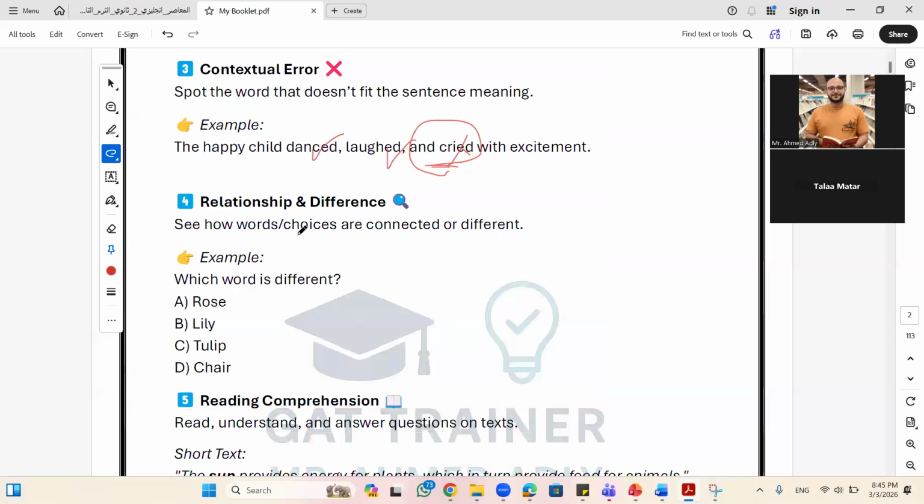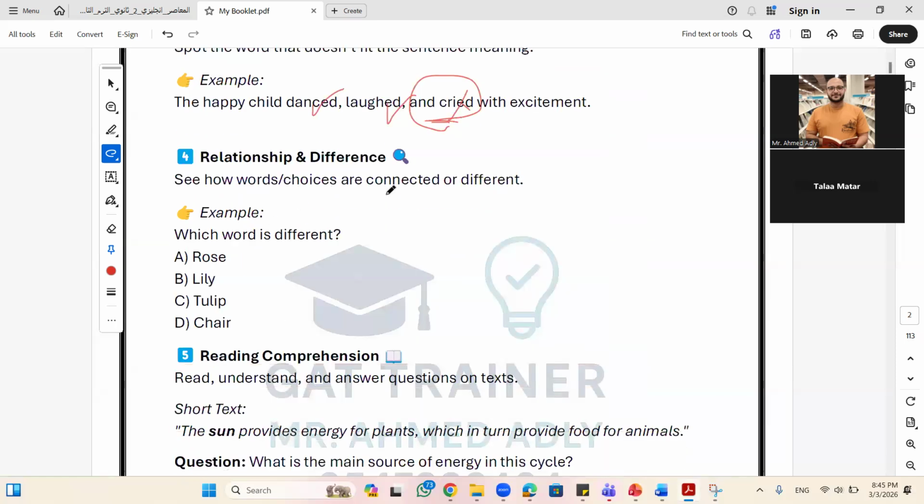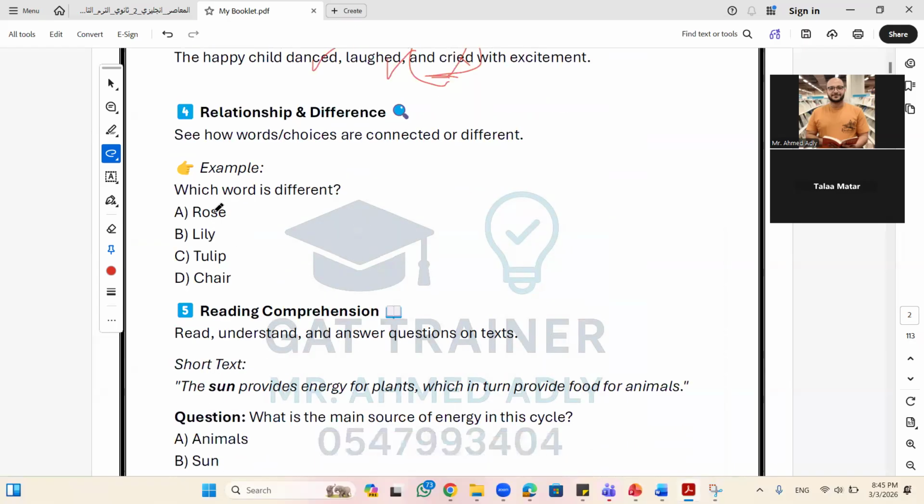The fourth type of question, which is different, by the way, but let me tell you something. In the recent examinations, this type of question hasn't appeared, which is odd one out. You're given four options and you're asked to find which one does not fit, which one is different here. Rose is a flower, lily is a flower, tulip is a flower, chair is not a flower. This is a piece of furniture. But this question hasn't appeared in recent examinations. But anyways, we're going to include it in our preparation course.